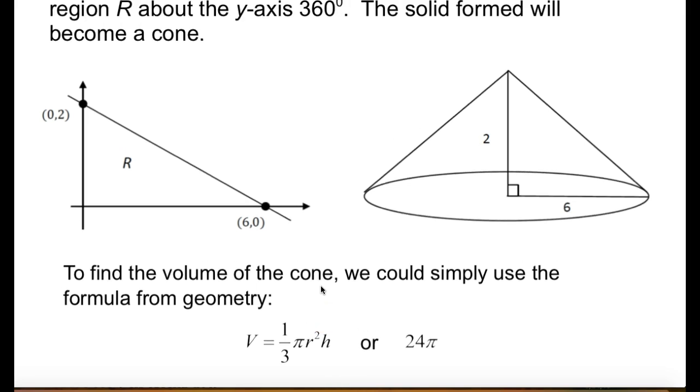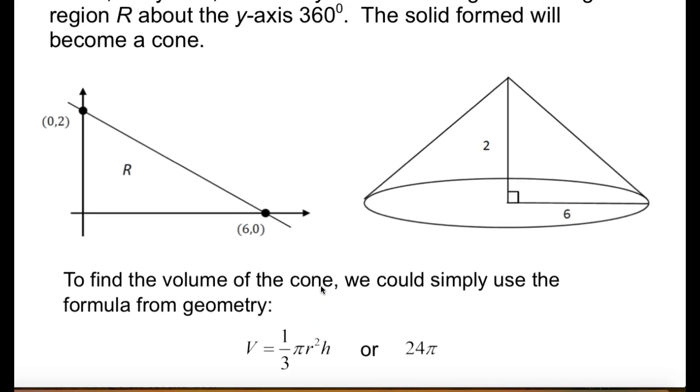In this case, if I'm revolving about the y-axis, the radius of the base of the cone would be 6, this length right here. So if I do 1/3 times pi times 6 squared times my height, which would be 2 in this case, I would just get 24 pi.